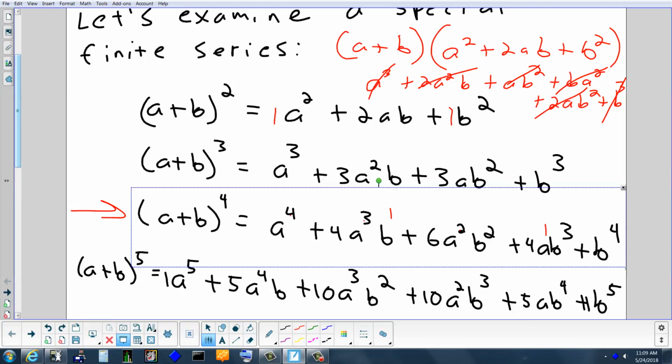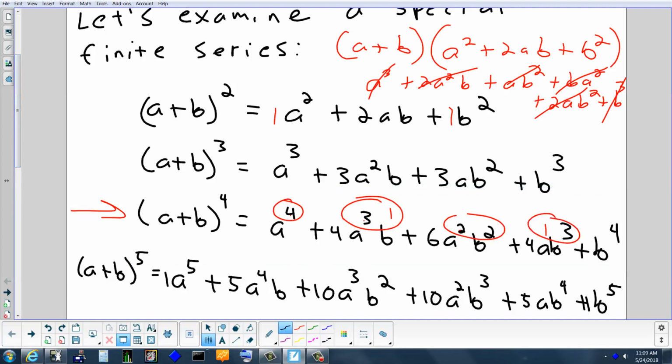If you add the exponents together for any term, there you have a 4. 3 plus 1, 4. 2 plus 2, 4. 1 plus 3, 4. Okay. The exponents on any term added together will always add up to the original exponent.